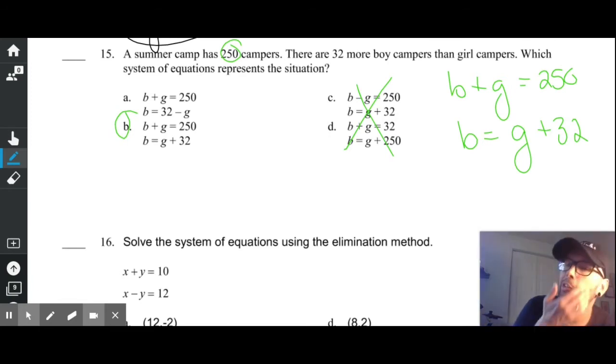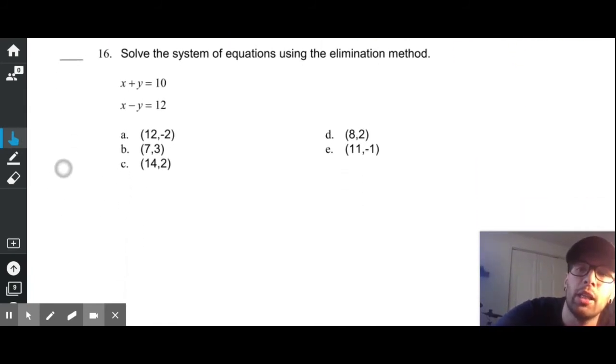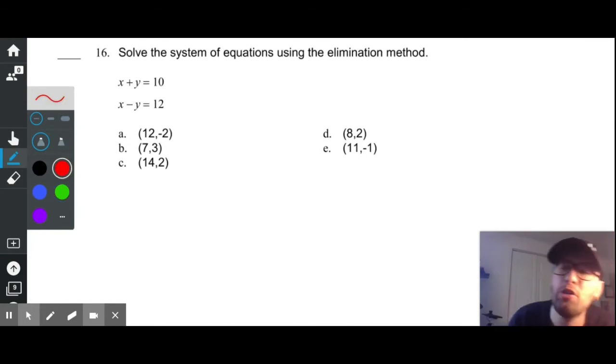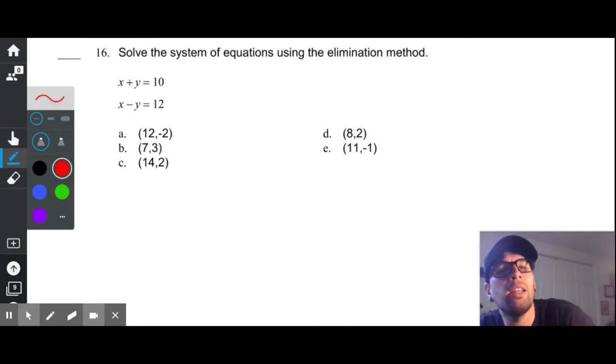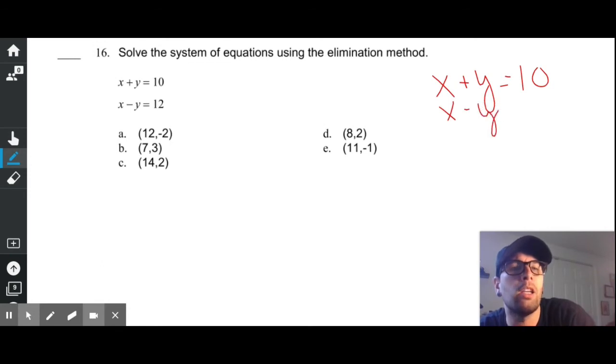Number 16. First time we are being asked to do elimination. And it actually is set up pretty nicely for us. I'm not going to lie, NGL, not going to lie, I already have everything lined up perfectly and in order. So x plus y equals 10, and I have x minus y equals 12.